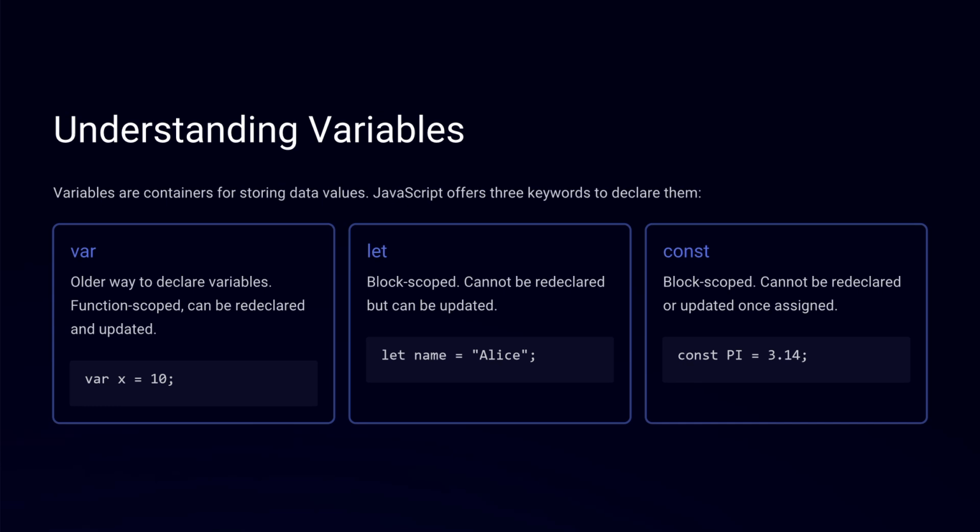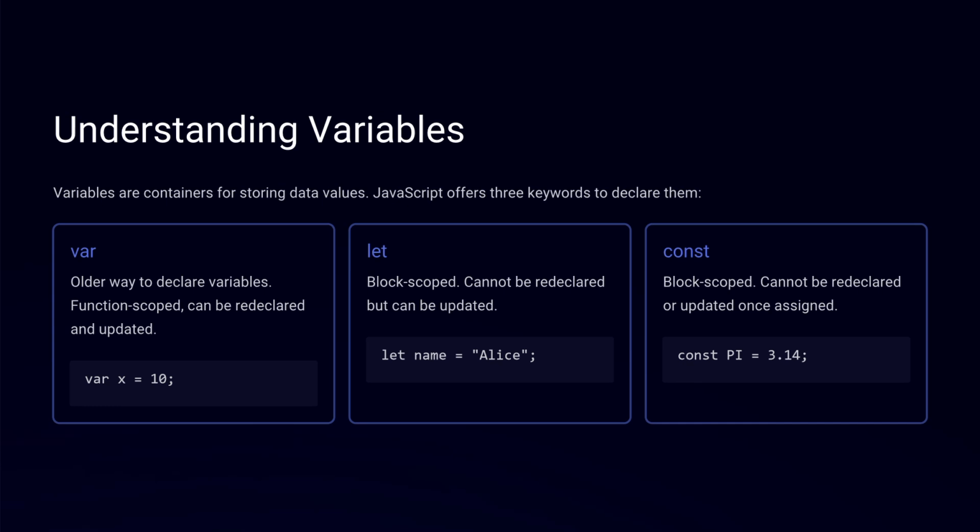Let is block scoped, can't be redeclared, and can be updated. Example: let name = "Alice". Lastly, we are talking about const. Const is block scoped, and can't be redeclared or updated after assigning. Example: const pi = 3.14. Choosing the right keyword helps keep your code clean and predictable.